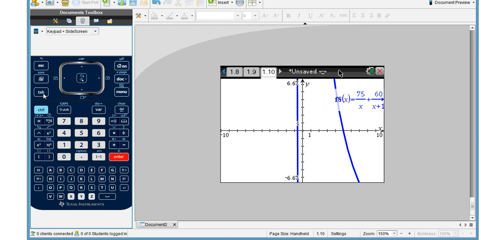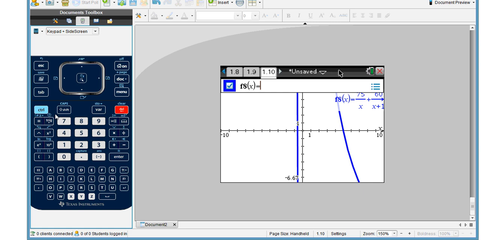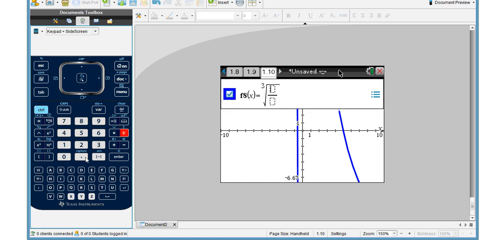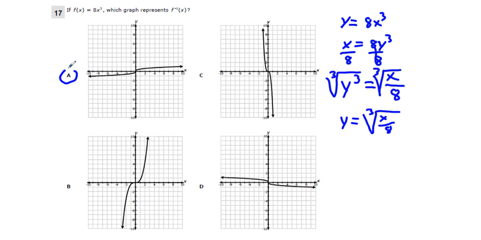Y equals, I'm just going to go here to tab. Y equals cube root, and how do we get that? Well, there we go, cube root of x over 8. There we go. Yeah, that's going to be our answer choice over here, answer choice A.